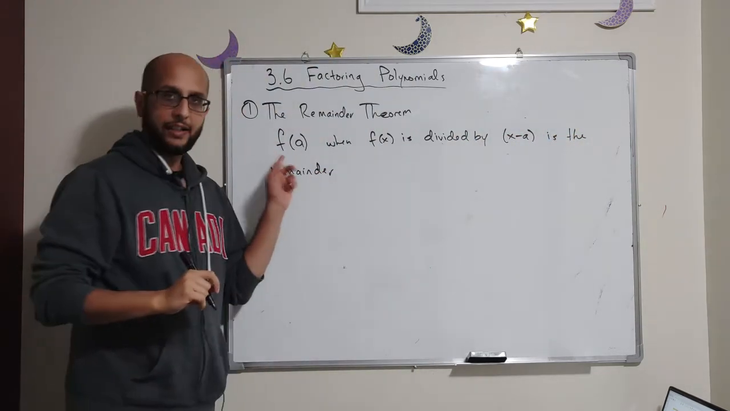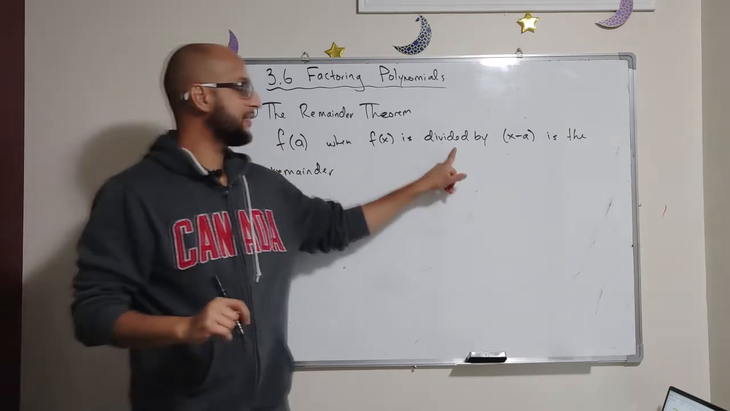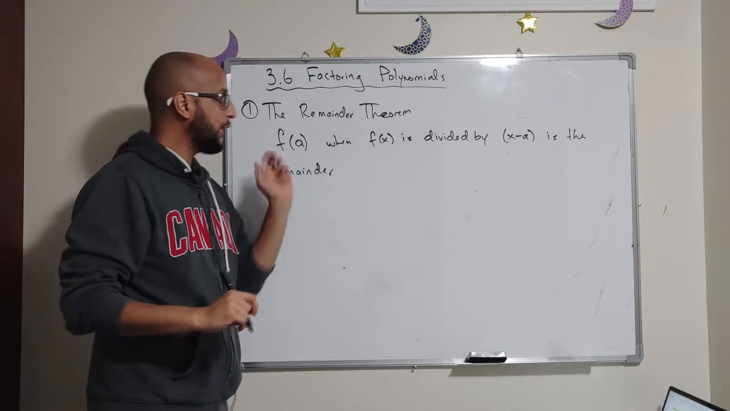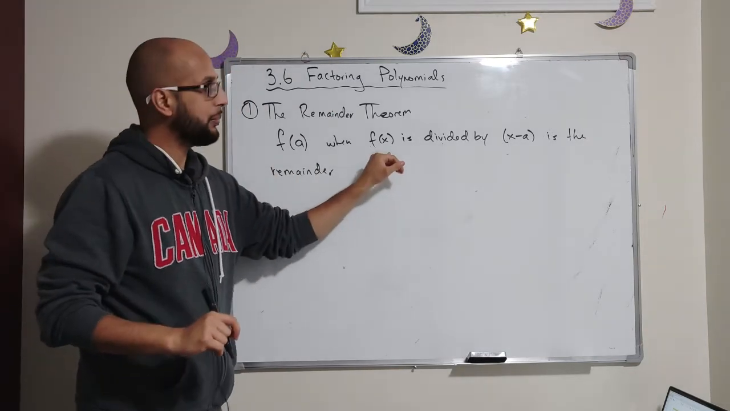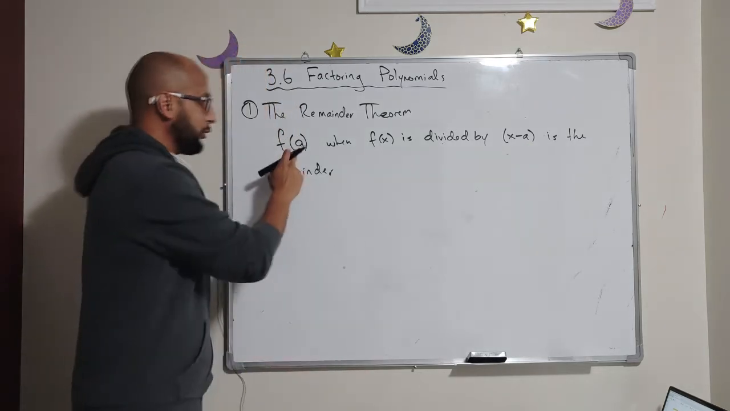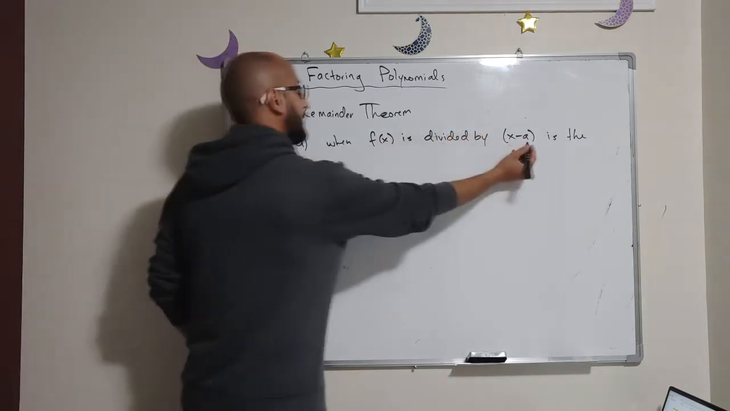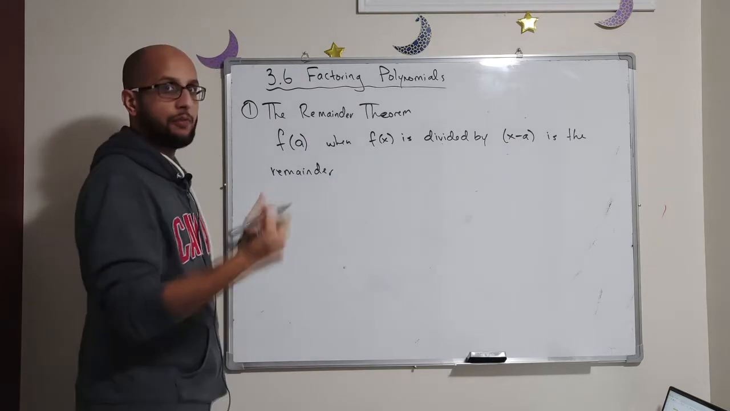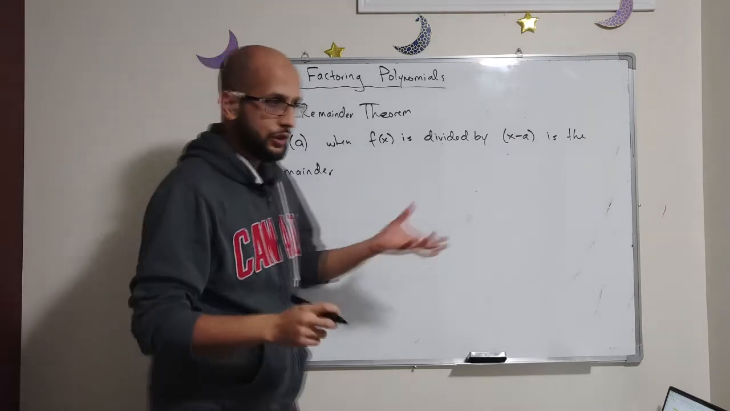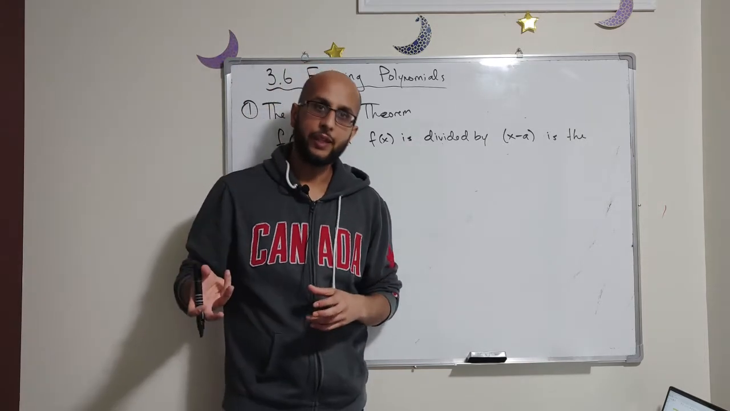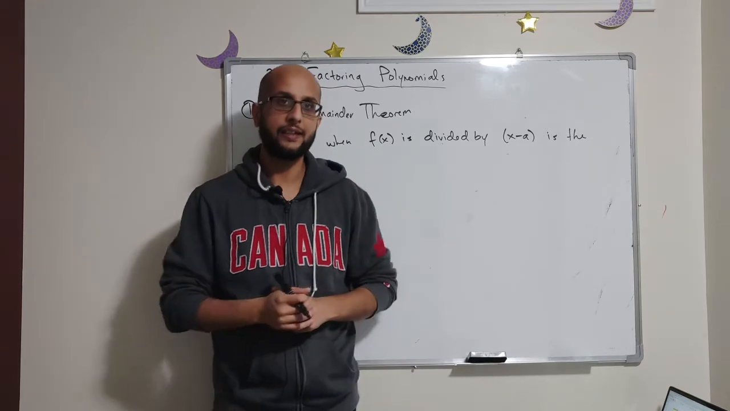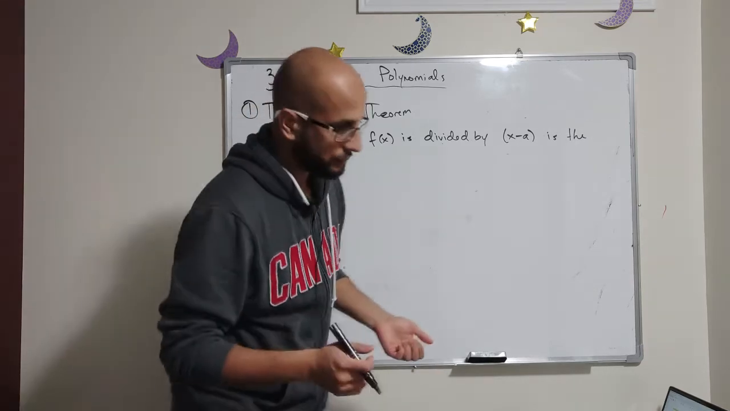So, f at a, when f at x is divided by x minus a, is the remainder. If you have any function being divided by another linear function, the y value you get when you plug in the a value will give you the remainder. That's the key here. The remainder theorem states that if you divide something, the remainder you get is technically just the y value of that function if you plug in the corresponding x value.